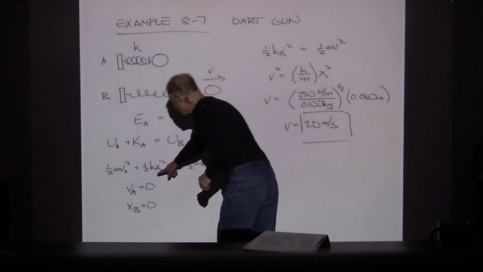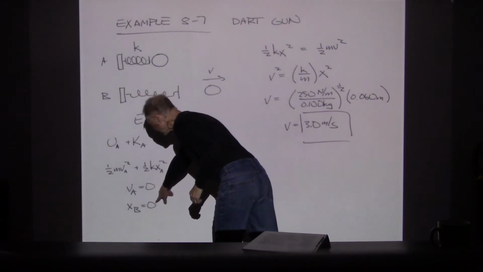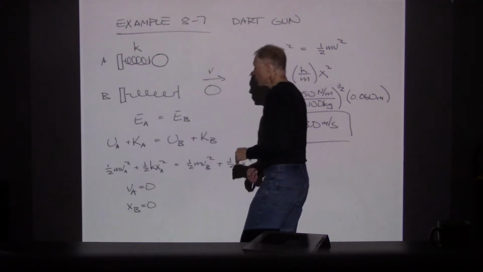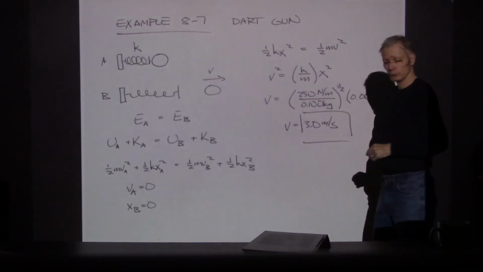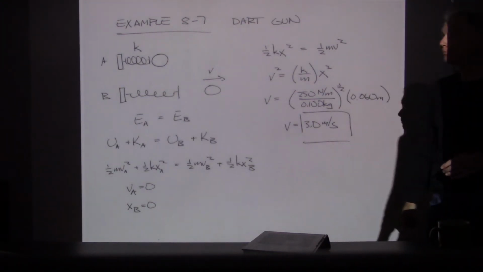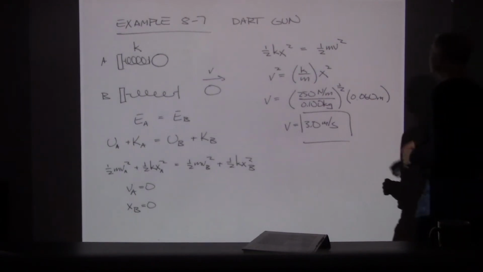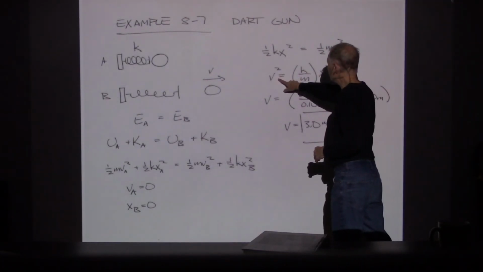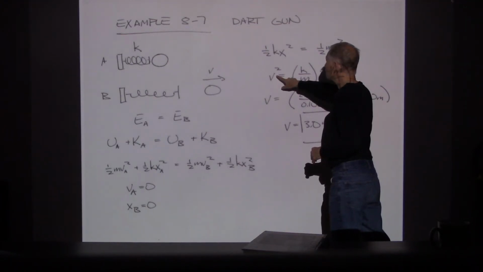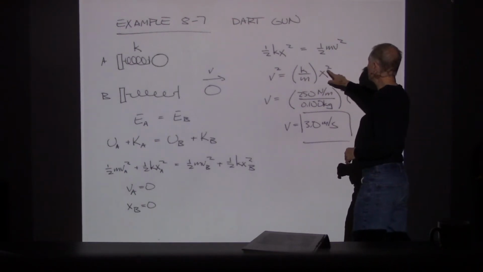We can substitute in all of the formulas for spring potential energy and kinetic energy. And then we'll say VA is equal to 0, XB is equal to 0. So that means two of the terms drop out, and we've simplified down to 1/2 kx squared is equal to 1/2 mv squared. And I can solve that for V. So the V squared here is given by K over M x squared.